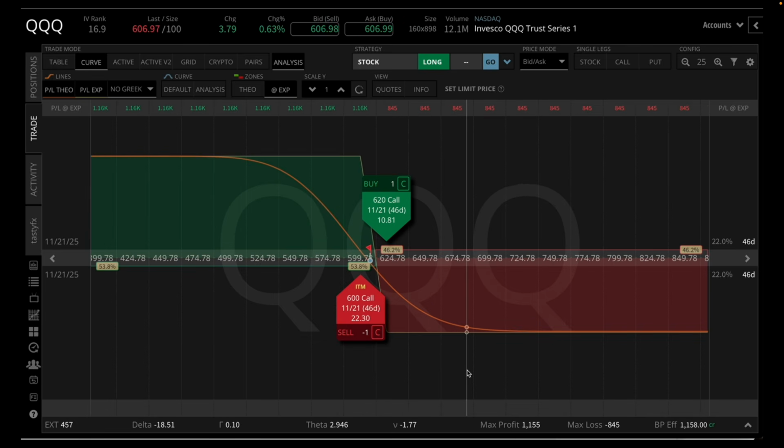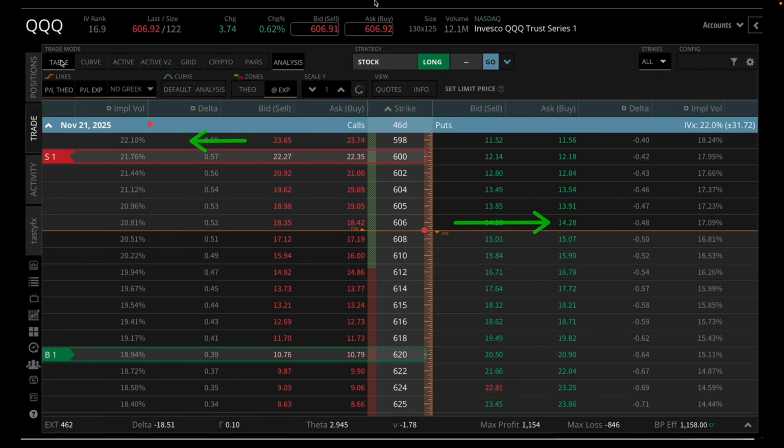And when I bring up the profit and loss diagram at expiration, we can see that my max loss is capped at $845 and the max profit is just over $1,150. Now let's take a look at this trade's synthetic equivalent using the put bear spread.